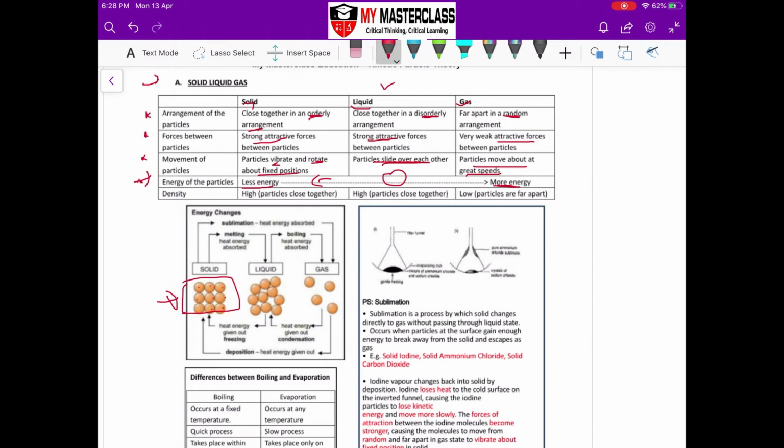Now, density. In a given volume, the solid will have the most particles. The liquid will have slightly less, almost the same but slightly less. And for the gas, because they are far apart, with the same volume there are now only 4 particles, so it is less dense. You also have to know how to draw the solid, liquid, and gas.